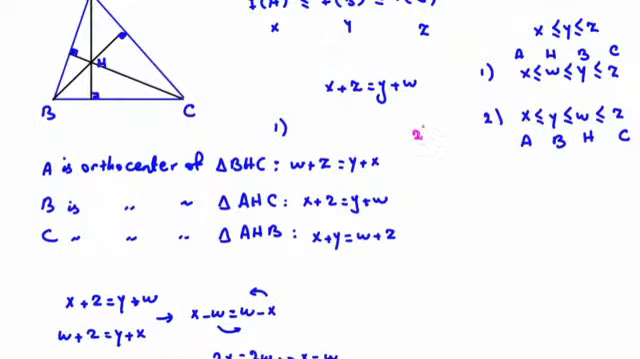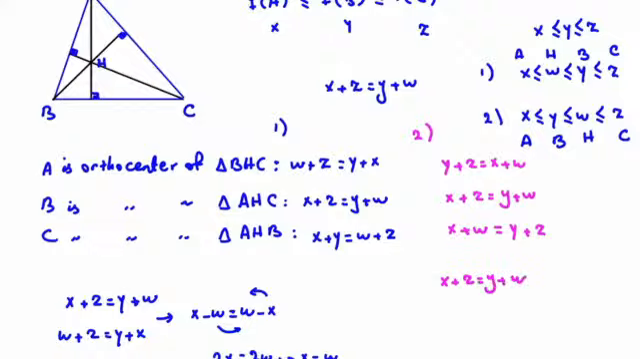Okay, in case number 2, BHC: Y plus Z equal to X plus W. AHC: X plus Z equal to Y plus W, and last part, X plus Y. Here, AHB: X plus W equal to Y plus Z. Okay, so here again, if you write the first equation again, X plus Z equal to Y plus W. And here Y plus Z equal to X plus W.